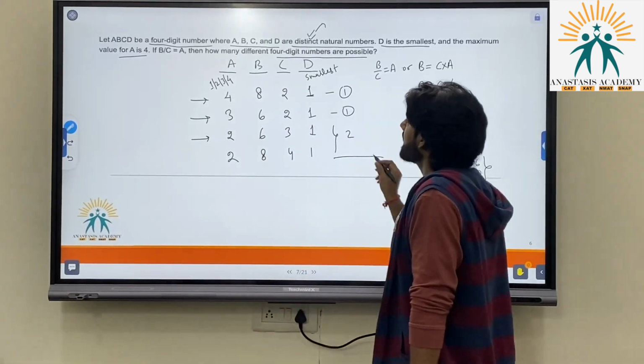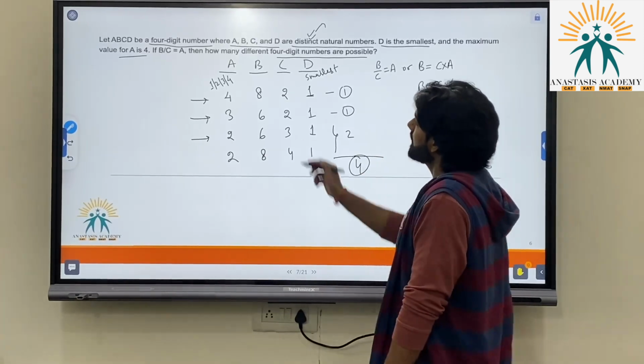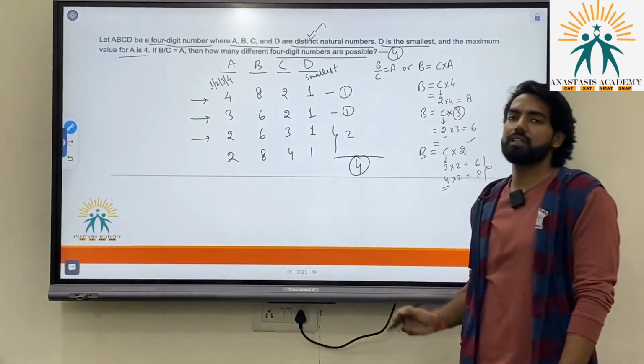So how many numbers are there? 1, 1 and 2, which makes 4. So the answer to this question, how many different 4-digit numbers are possible: 4 such numbers are possible.